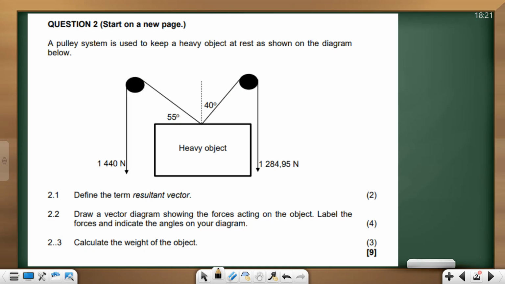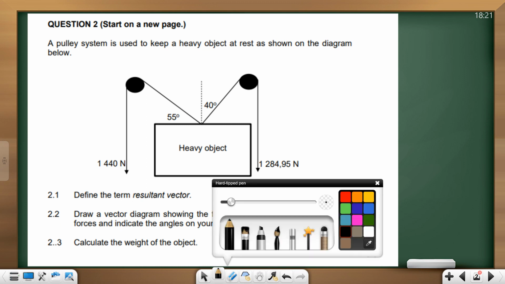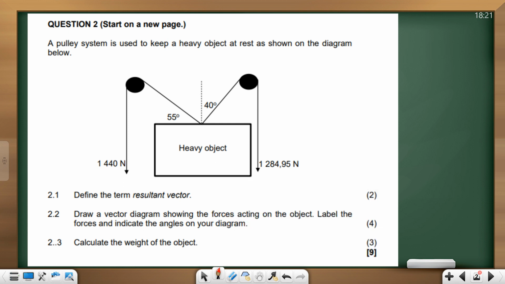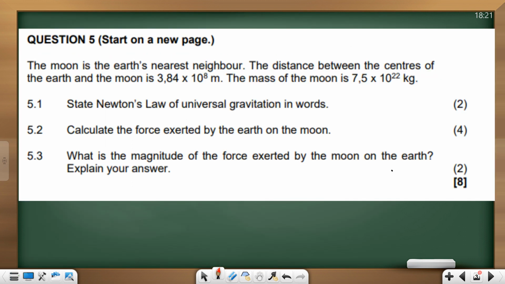All right, I did this question, but give me that answer that we got again for this. 163,91. Okay. All right. The moon is the Earth's nearest neighbor.